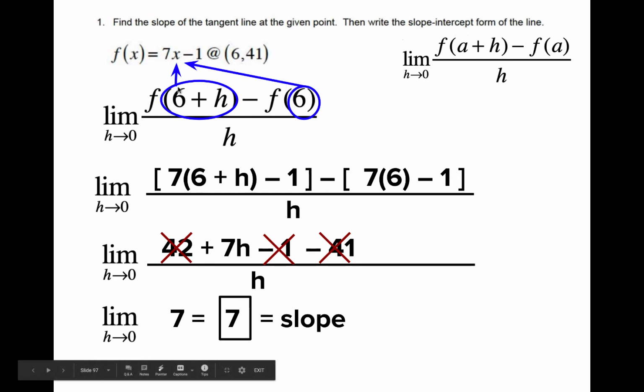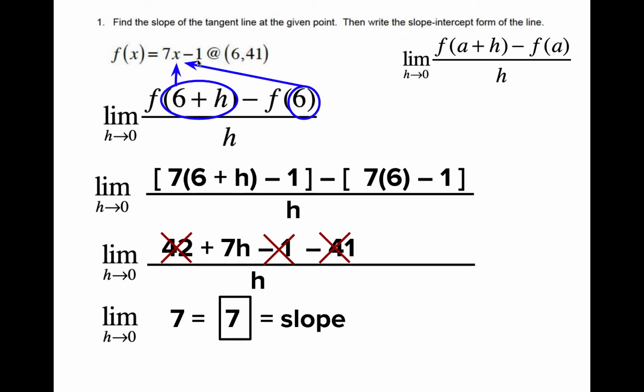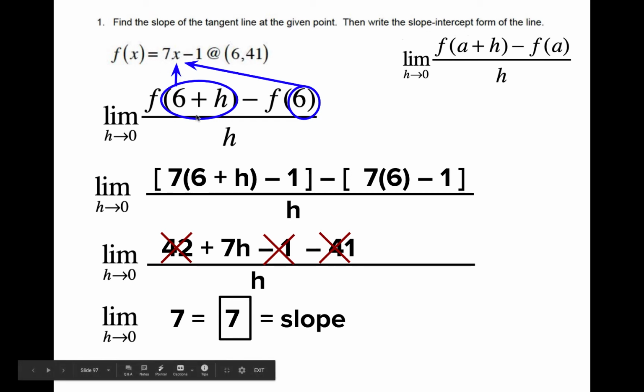Now, not to get too mad at me, if you look, this was a line. And hey, the slope of that line was 7. Kind of cool when that actually is proven in a different way than you are used to seeing.